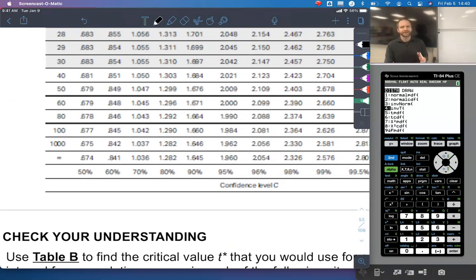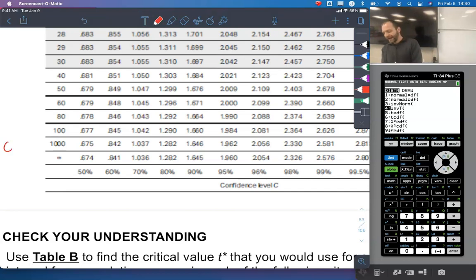So here's where things get a little interesting if you're using table B. If you use table B, there are gaps in there. It jumps from 30 to 40 to 50 to 60 to 80 to 100, all the way from 100 to 1,000. There's not a 500 degrees of freedom row in table B. So what do you do when there is a gap?